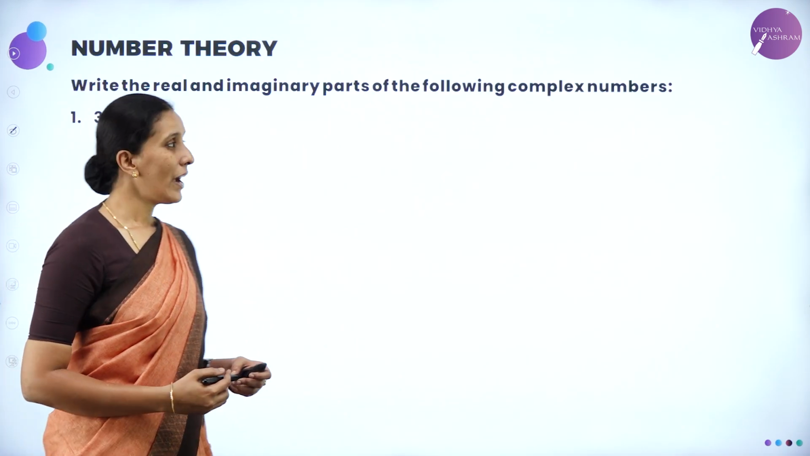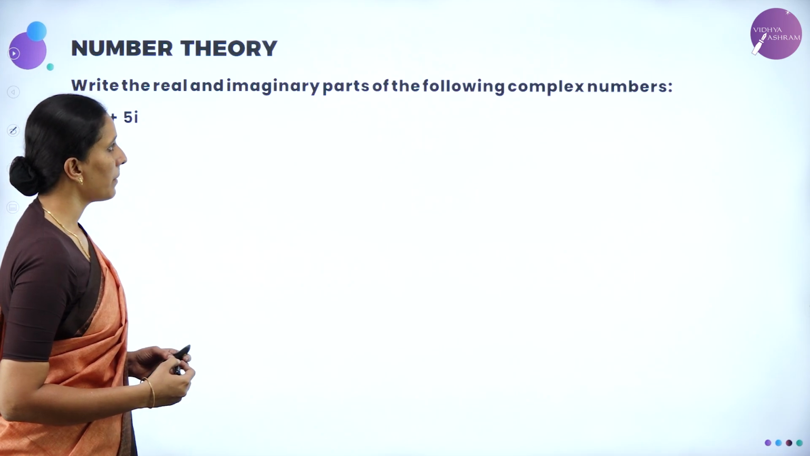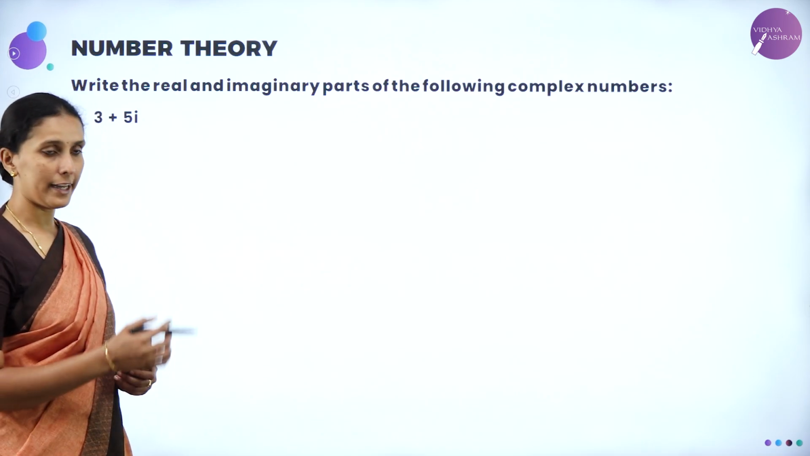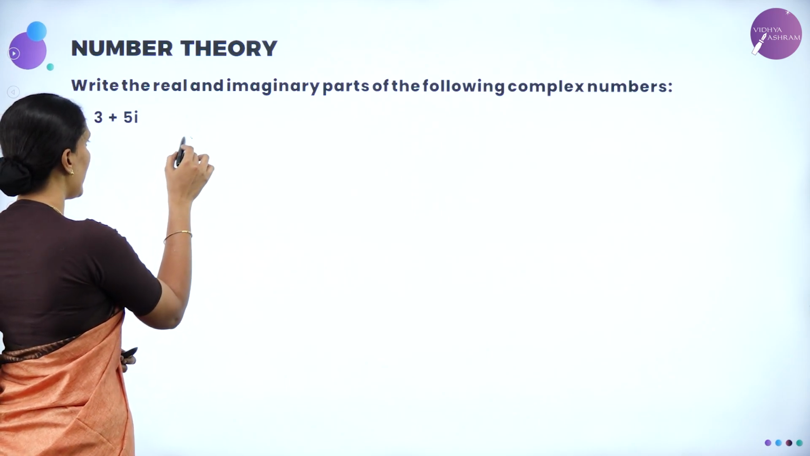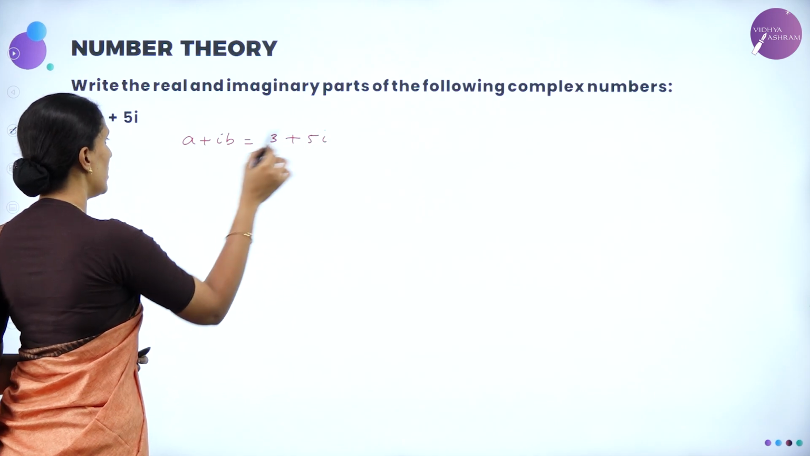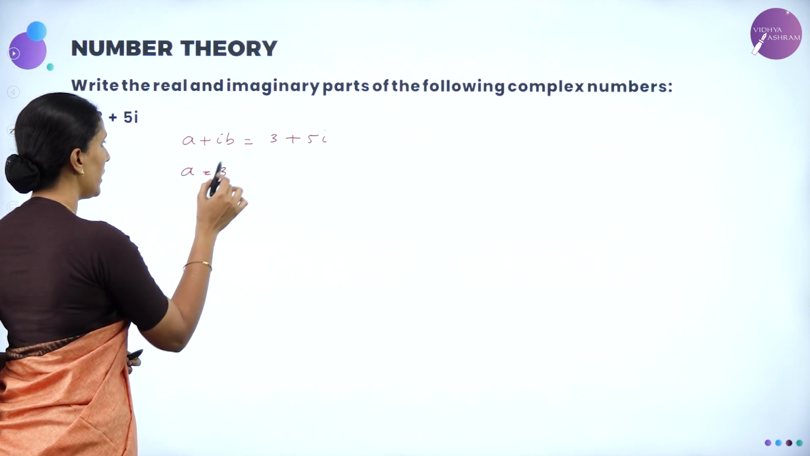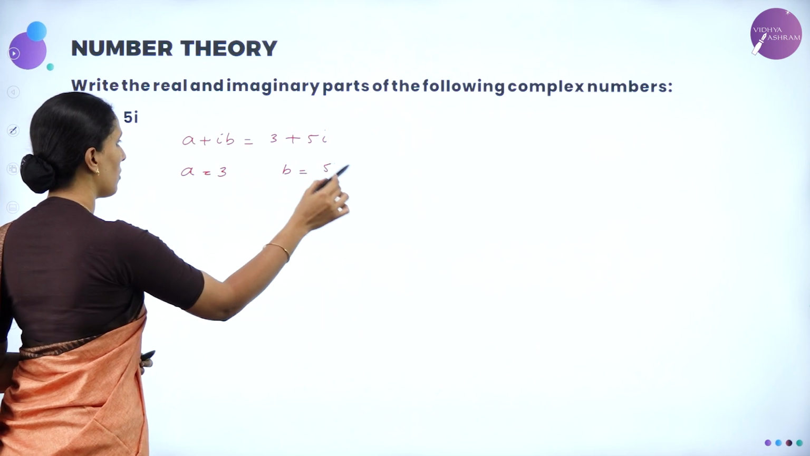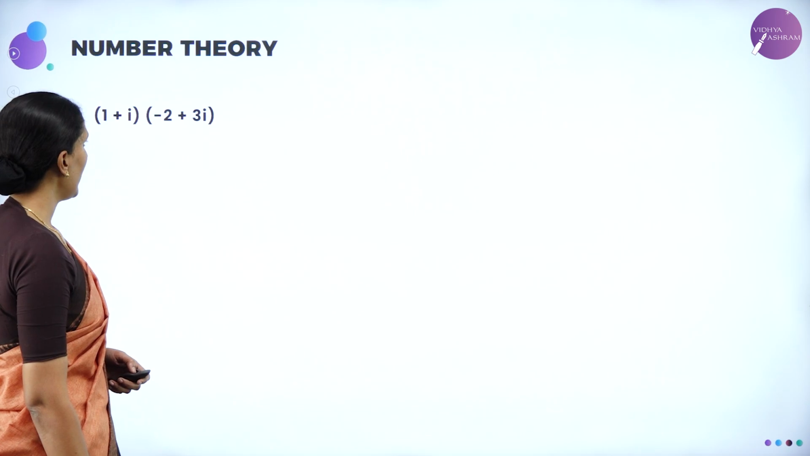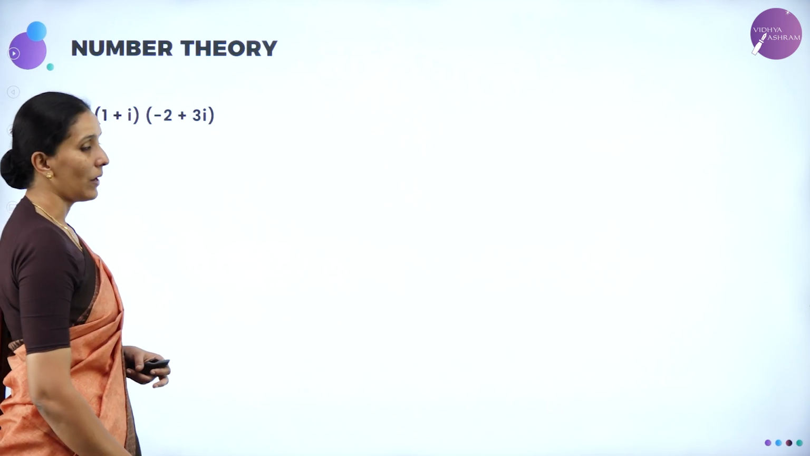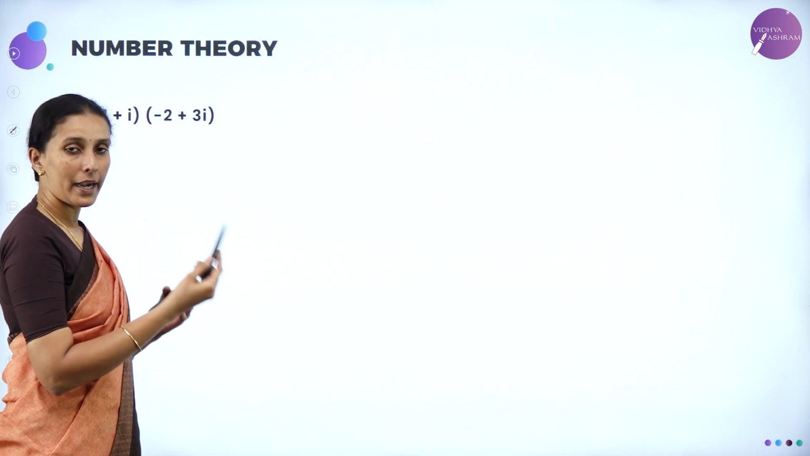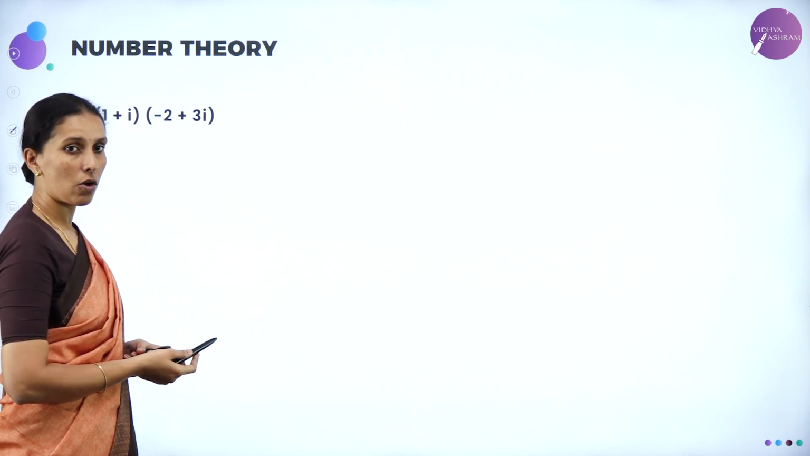Next we have: write the real and imaginary parts of the following complex numbers. The first one is 3 plus 5i. Clearly, the real part a plus ib is equal to 3 plus 5i. So the real part a is equal to 3 and the imaginary part b is equal to 5. Next, (1 plus i) into (minus 2 plus 3i). So here we need to multiply these two complex numbers, and again the result will be a complex number.